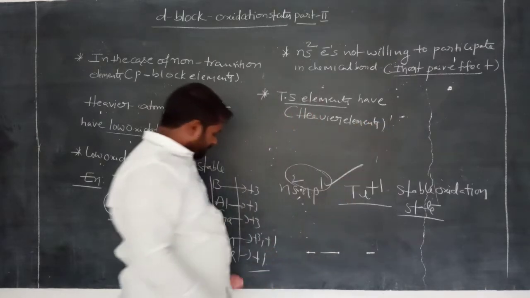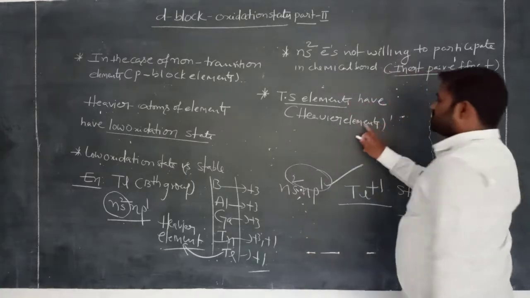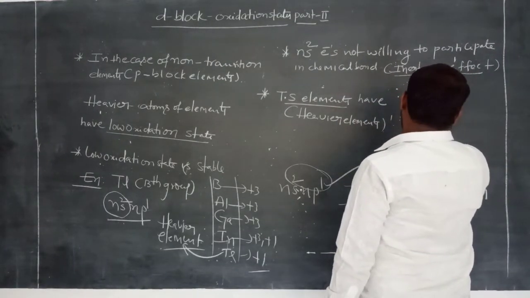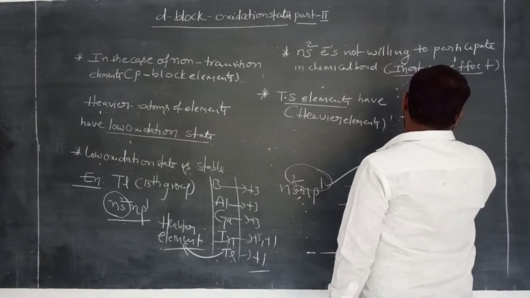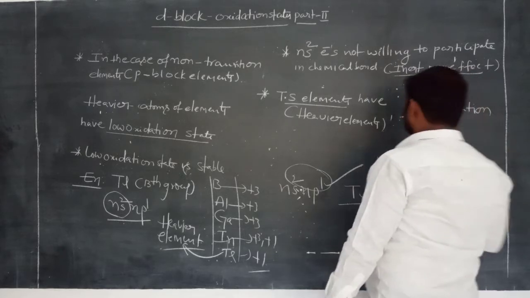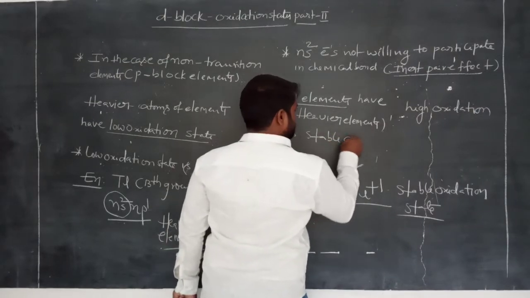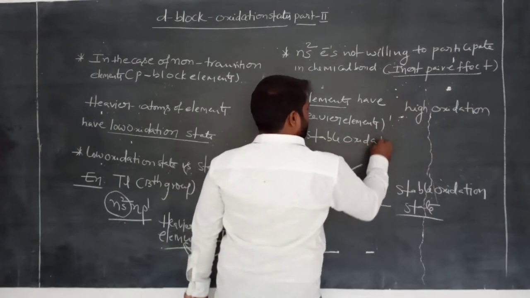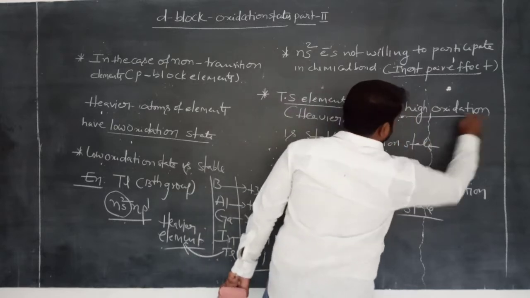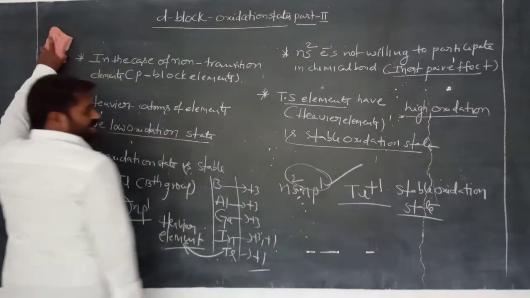Which are present at the bottom of the group. Heavier elements, in the case of transition elements, heavier elements have high oxidation states as the stable oxidation state. Higher oxidation state is stable in the case of transition heavier elements.